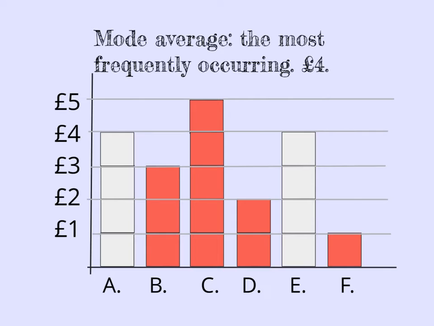The first measure of centre that we're going to look at is the mode average. Mode means the most frequently occurring set of data, and I've highlighted here in grey A and E because they both have £4 a week and the others all have different amounts. Each of the other amounts only occurs once, £4 occurs twice, so it's the mode average.